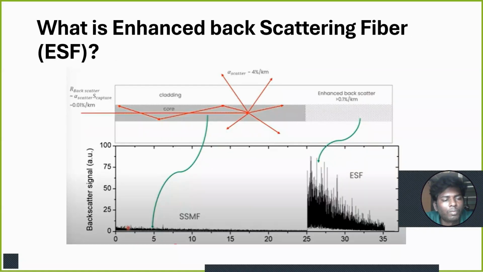What is enhanced backscattering fiber? Let's now introduce enhanced backscattering fiber, or ESF. This is a special type of fiber designed to reflect more light back toward the receiver. The particular brand we are discussing here is Acoustic Sense, a fiber for stronger backscatter signals and as a result better sensitivity to acoustic vibrations.